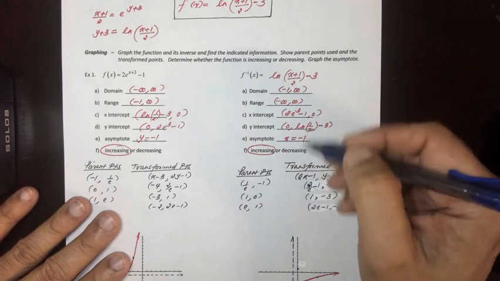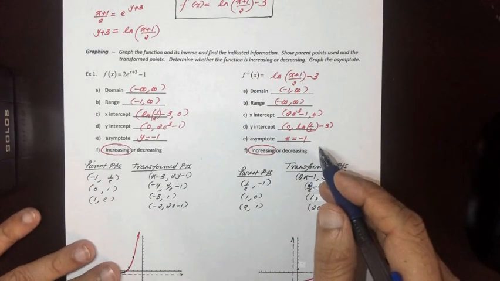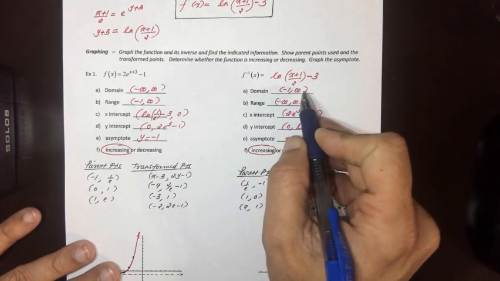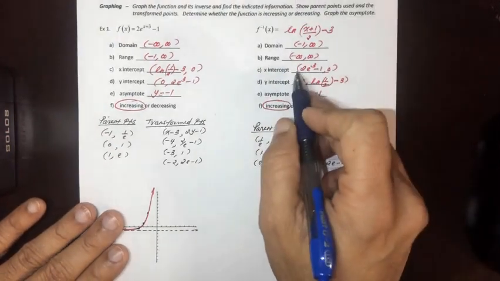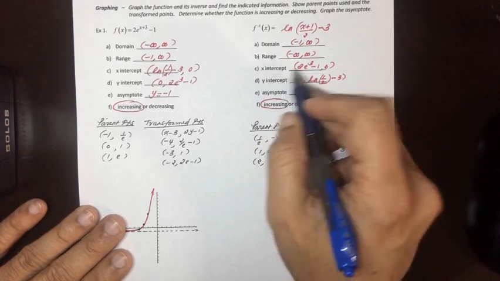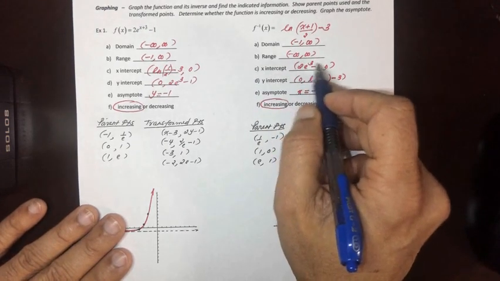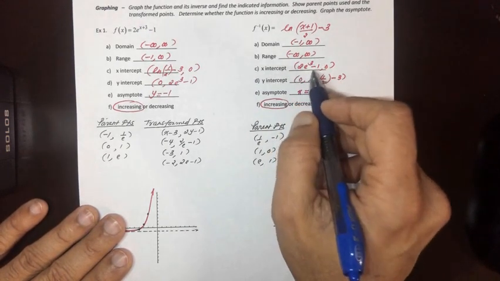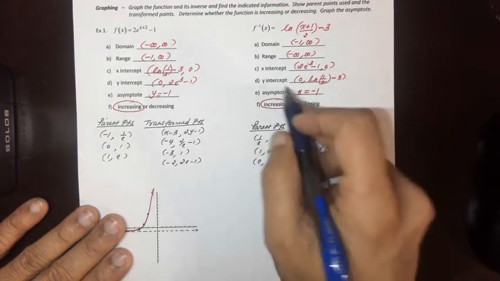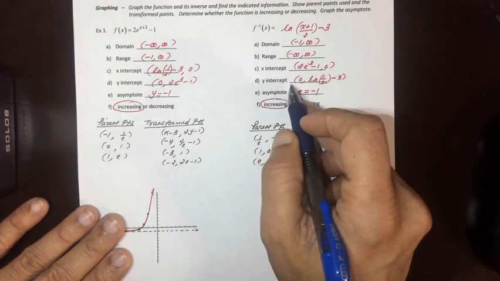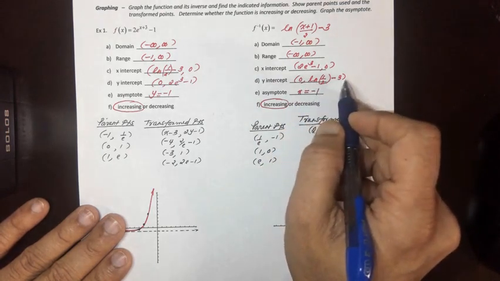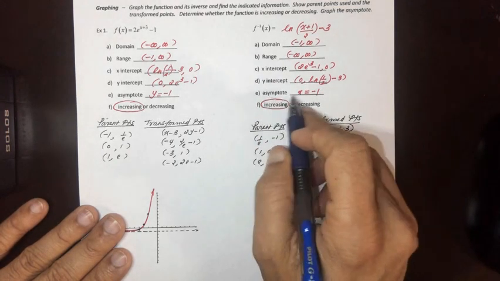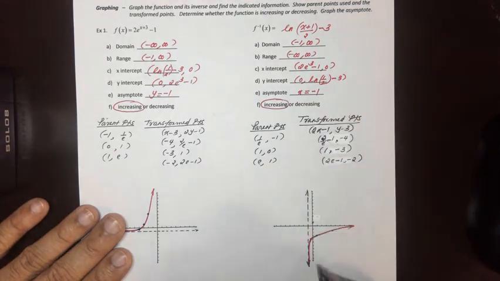Let's look at the attributes quickly. Domain is negative 1 to infinity. Range is all real numbers. The x-intercept is calculated by setting y equal to 0, which is 2e to the power of 3, minus 1, comma 0. The y-intercept is calculated by setting x equal to 0, which is 0, ln of 1/2 minus 3. Asymptote is x equal to negative 1, and this is an increasing function.